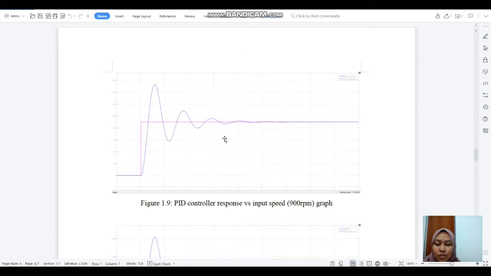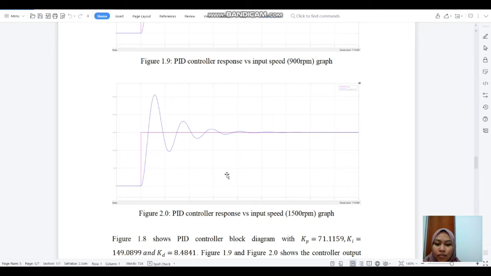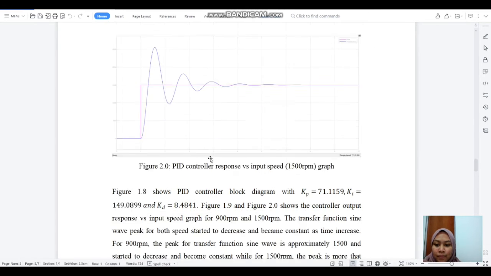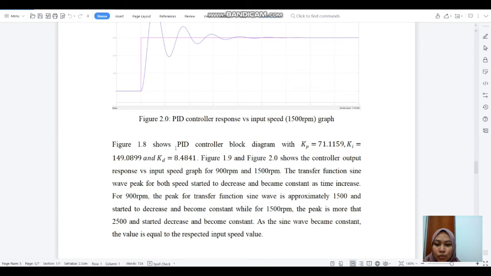So this is the PID controller response versus input speed for 900 RPM graph. And this one is for 1500 RPM graph. So figure 1.8 shows PID controller block diagram with KP equal to 71.1159, KI equal to 149.0899, and KD equal to 8.4841. Figure 1.9 and figure 2.0 show the controller output response versus input speed graph for 900 RPM and 1500 RPM.